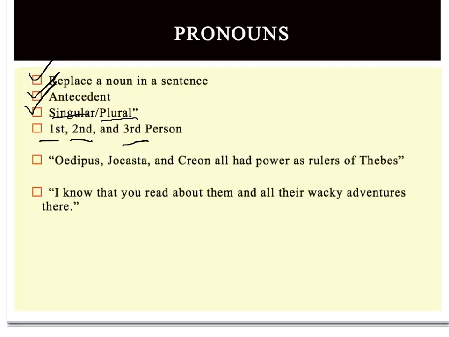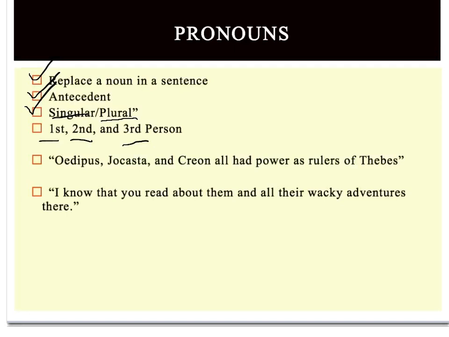A pronoun can also be in the second person. That's the you pronoun. That's the situation in which the speaker is talking about another person who's right there that they're speaking to. You is really the only second person pronoun that we use in the English language. Some other languages have a lot more.